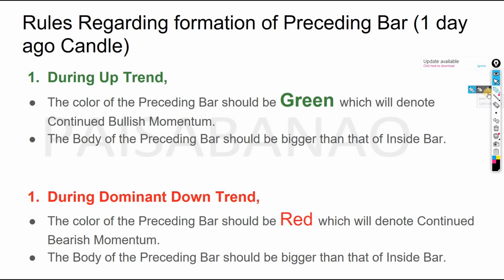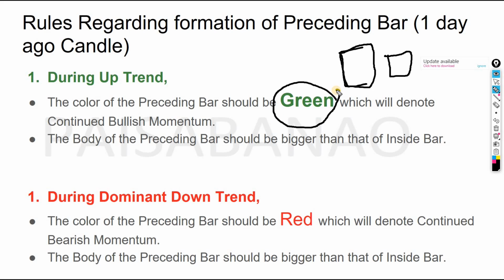Now let us see some rules regarding formation of preceding bar, which is nothing but a bar having strong range and bar that encompasses the next day inside bar. In case of uptrend, the color of preceding bar should be green, which will denote that the bullish momentum is continuing, while the size and the body of the preceding bar has to be bigger than that of inside bar, which will indicate that it's just a correction and nothing more than that. Similarly, in case of dominant downtrend, the color of preceding bar should be red, which will denote that the bearish momentum is continuing with full force, while the body and the range of the preceding bar has to be bigger than the inside bar. So we will come to know that this is just a correction.